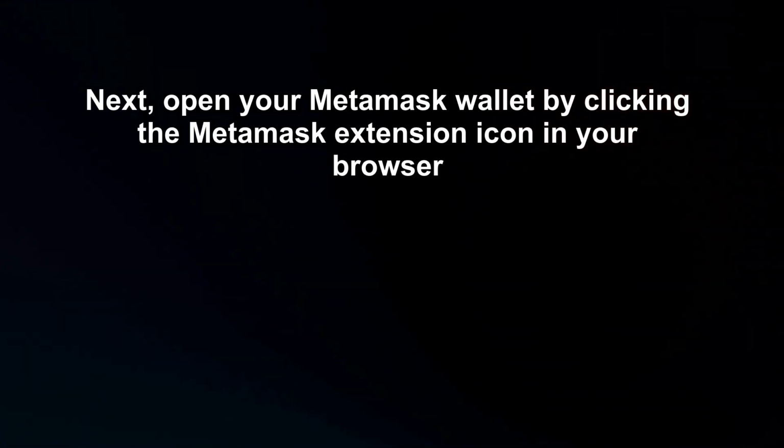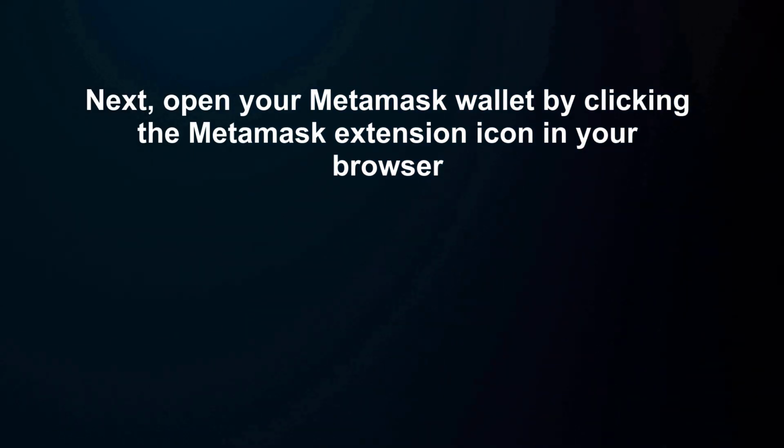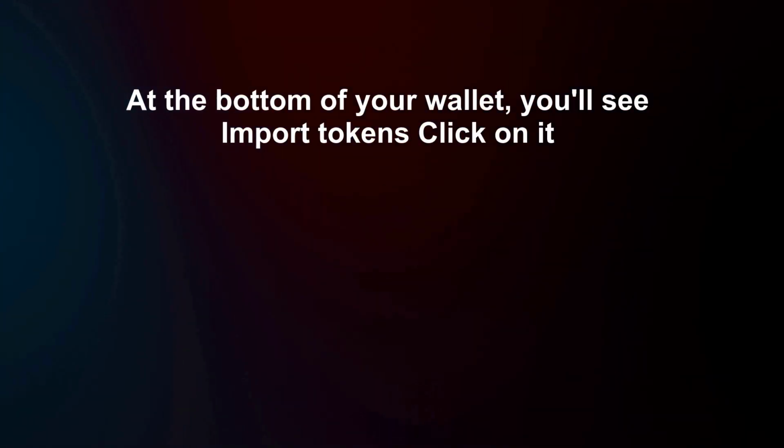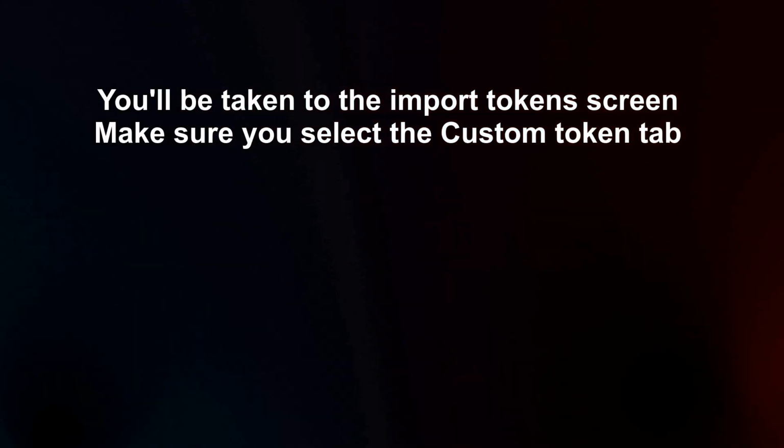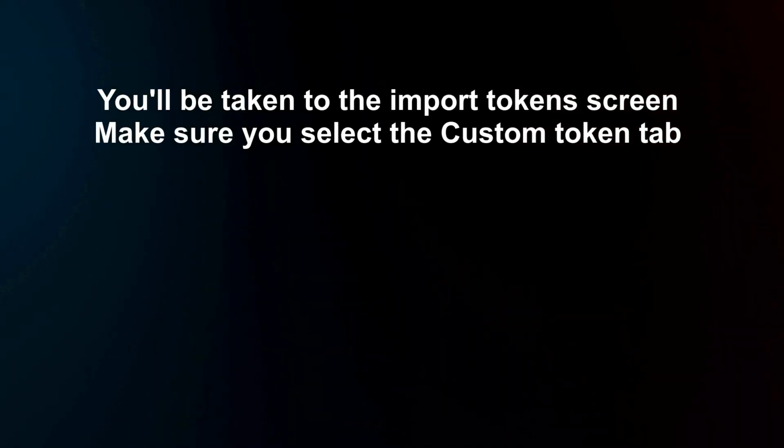Next, open your Metamask wallet by clicking the Metamask extension icon in your browser. At the bottom of your wallet, you'll see Import Tokens. Click on it. You'll be taken to the Import Token screen. Make sure you select the Custom Token tab.